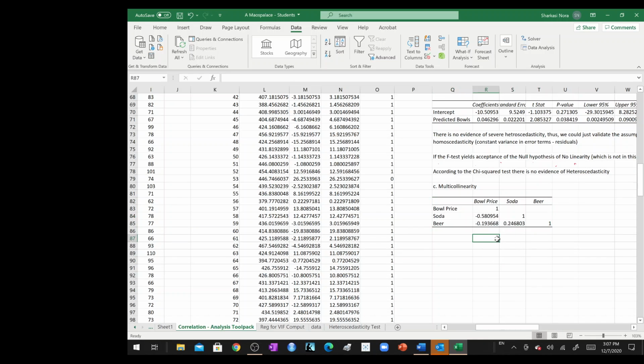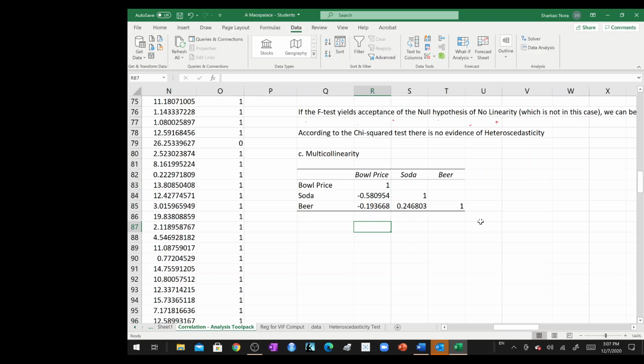And here we go. So this is the correlational matrix. This correlational matrix over here shows us that the price is highly correlated to the soda, 0.2, soda and beer. So this is price and soda, price and beer. So price and beer is not highly correlated, but who knows, maybe for you this is highly correlated. Over here, soda and beer is not highly correlated, but price and soda, on the other hand, are highly correlated.